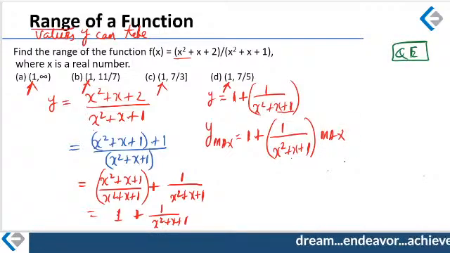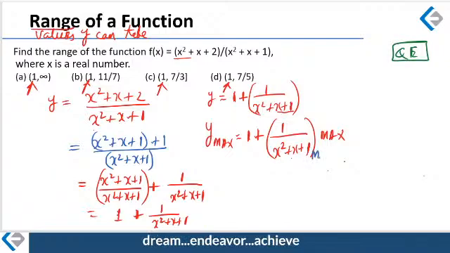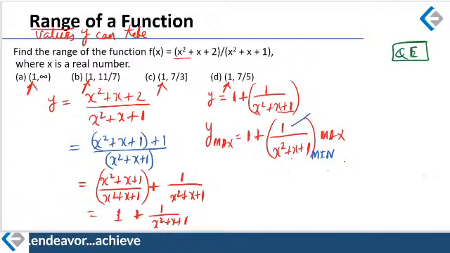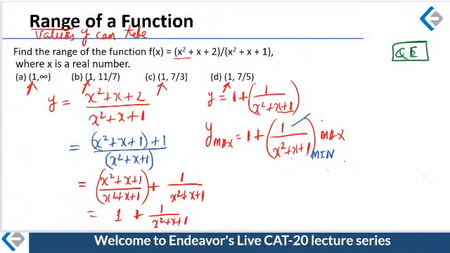If the entire bracket has to be maximum, the denominator has to be minimum, because the numerator is a constant. Look at that, 1 divided by something has to be maximum. Therefore, what does it mean? It means that the denominator has to be minimum. If the denominator is minimum, the fraction value becomes maximum.